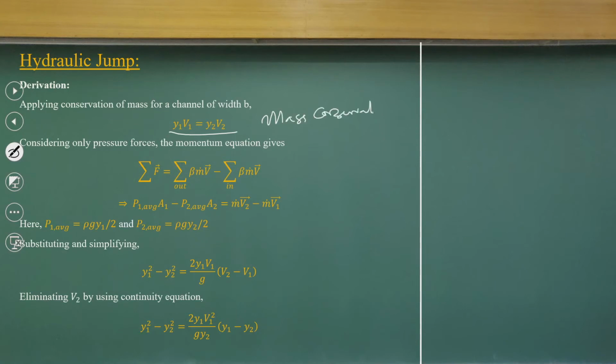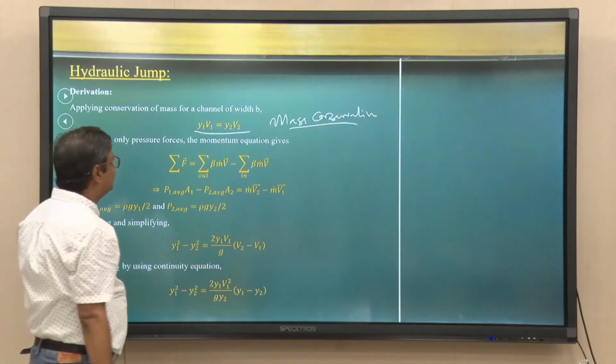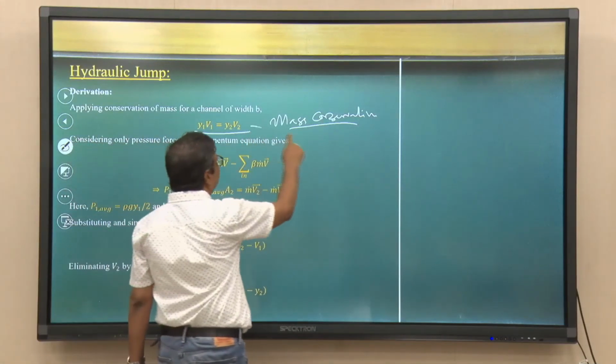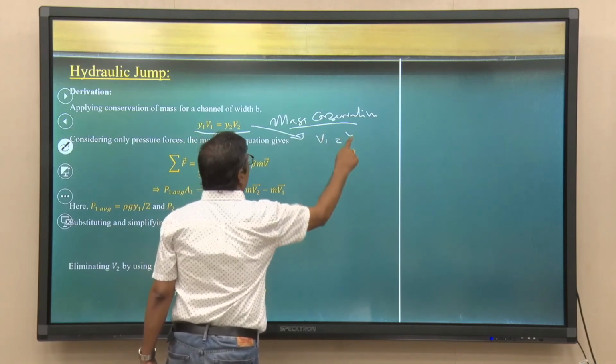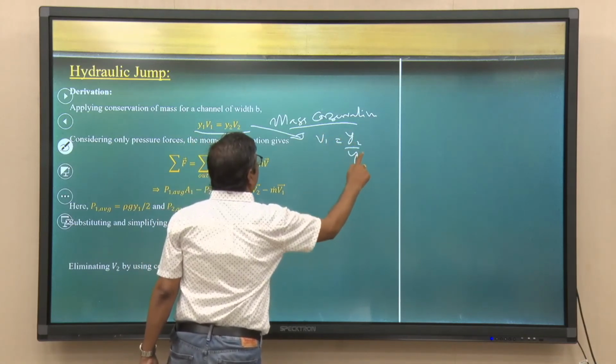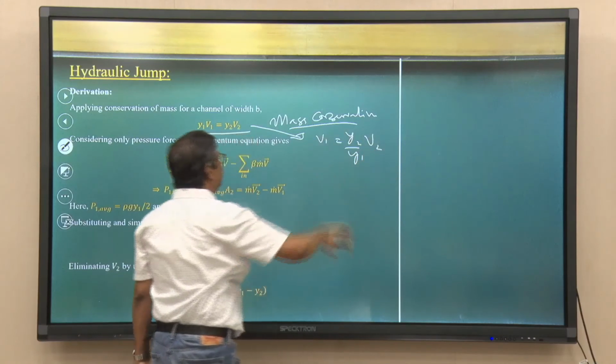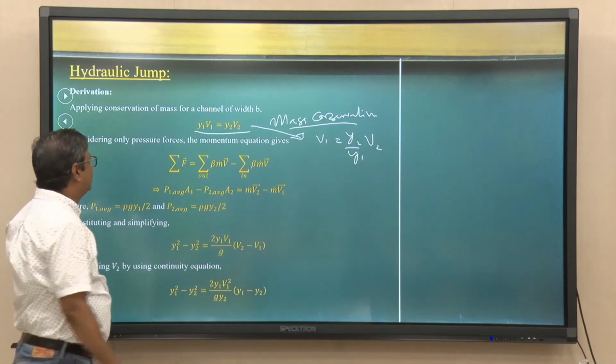Okay. Please note that there is no rho and b, but it is okay. The flow is incompressible, so the density is constant. So, we have a relationship as I derived it: V1 is equal to y2 by y1 times V2, or the reverse, you can always do it.